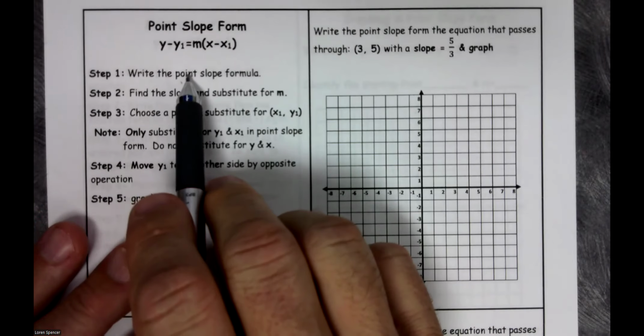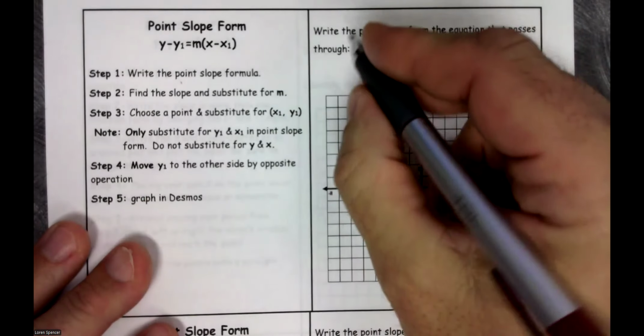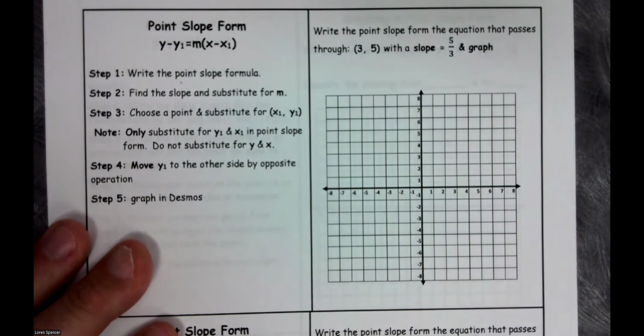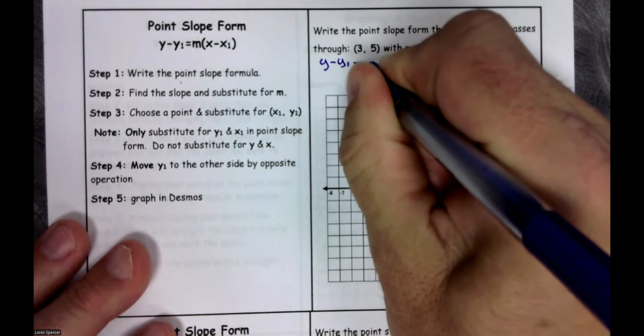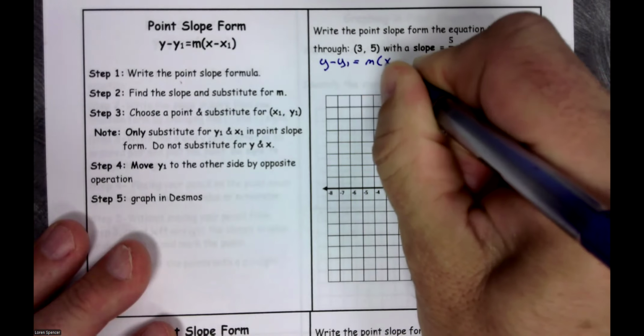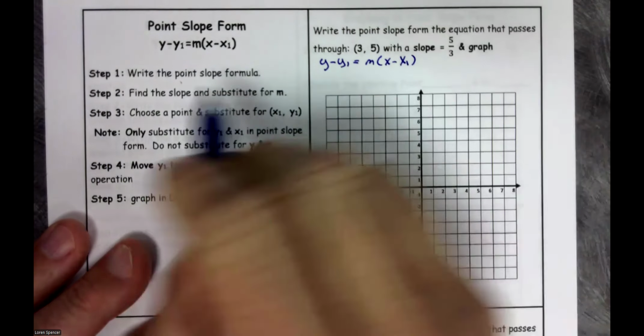So first thing, step one says write the point slope formula, but I don't want to. Yeah, I don't want to either, but I need to in order to do this. So y minus y1 equals m times x minus x1. All right, I did that.